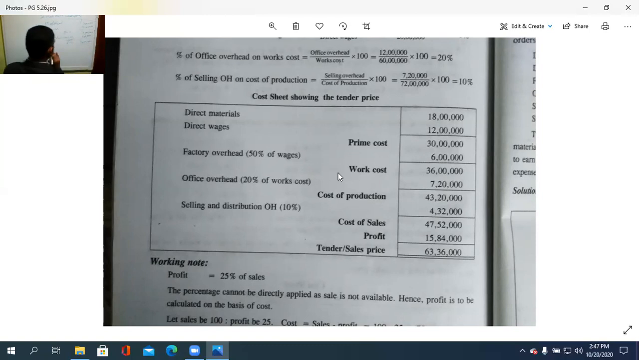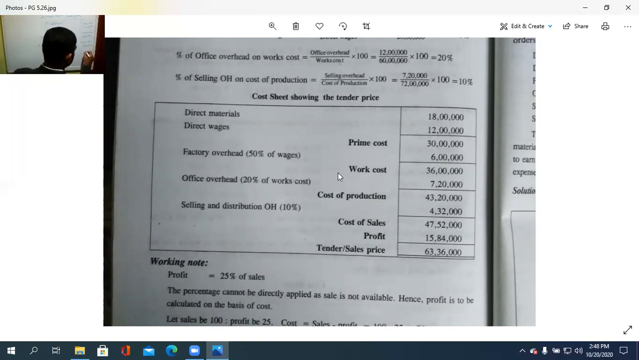Factory cost. Then add office overhead, 20% on factory cost. 20% of 36 lakh. So how much will it be? 20% means we are not taking half of 36. So 20% of 36 lakh is 7,20,000.